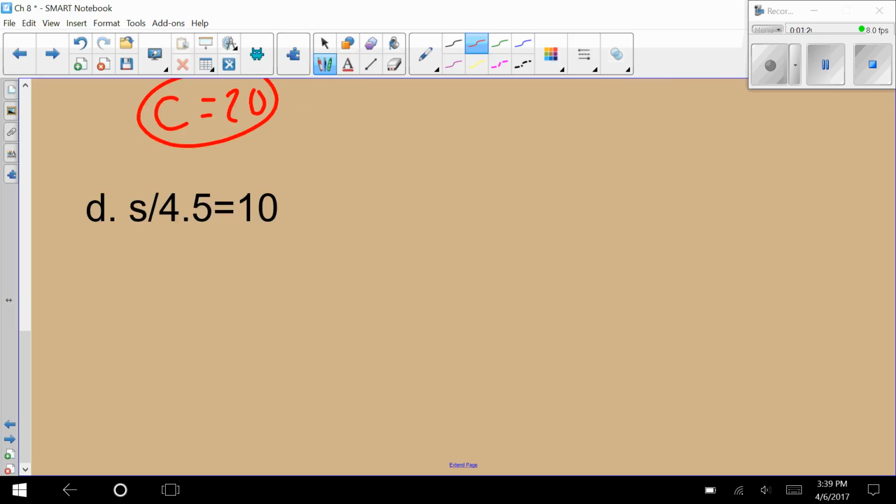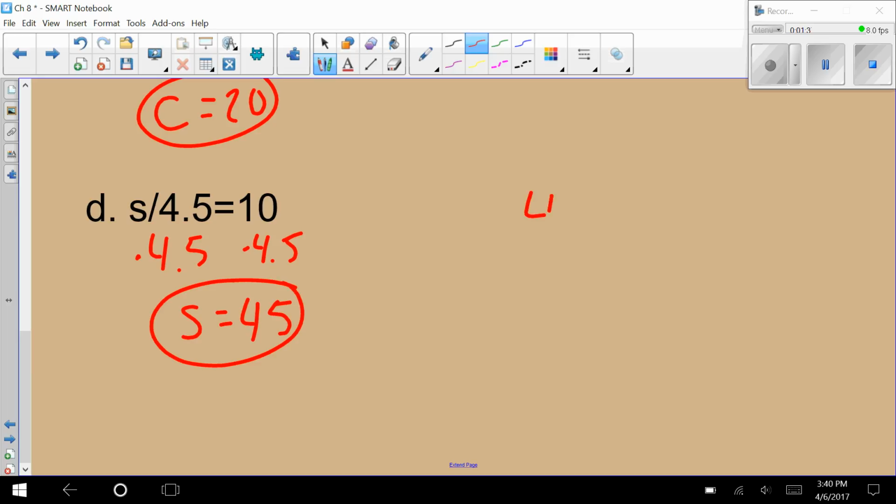And then if we are dividing our variable by a number, we're going to multiply in order to solve. So I'm going to multiply 4.5 to both sides, and s equals 45 then. So to check, I do 45 divided by 4.5 and see if that equals 10. When I check it, it sure does equal 10, so it checks out.